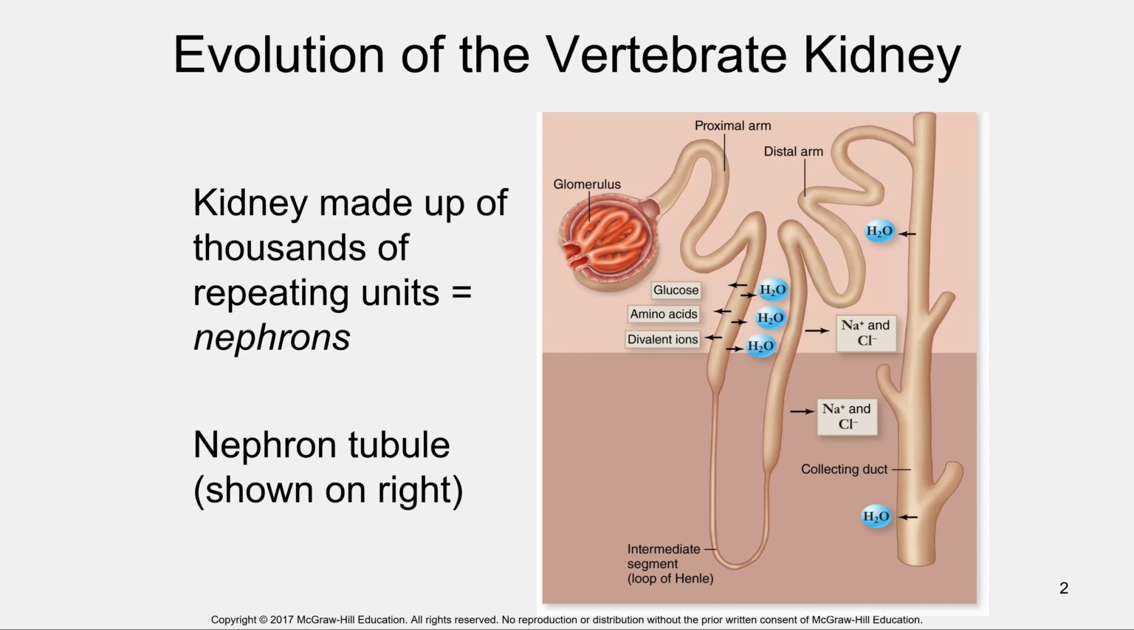So as fluid and small molecules and ions enter the tubule system, large molecules are retained in the blood. And then as this filtrate passes through the nephron, nutrients and ions are reabsorbed back into the blood, leaving some water behind and some metabolic wastes behind in the urine.